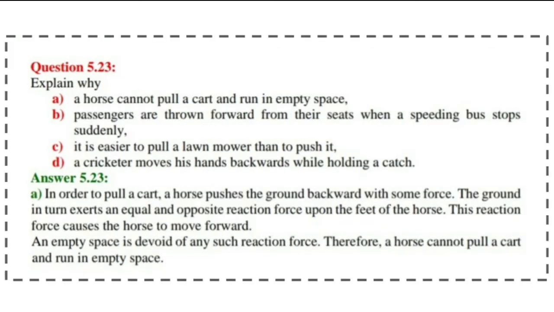Now coming to the last question, question 523. Explain why a horse cannot pull a cart and run in empty space. Second, passengers are thrown forward from their seats when a speeding bus stops suddenly. Third, it is easier to pull a lawnmower than to push it. And fourth, a cricketer moves his hands backwards while holding a catch.